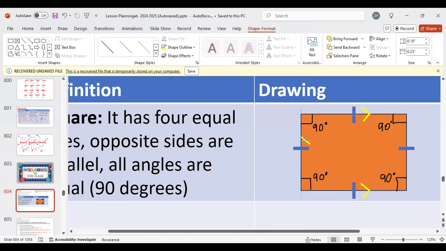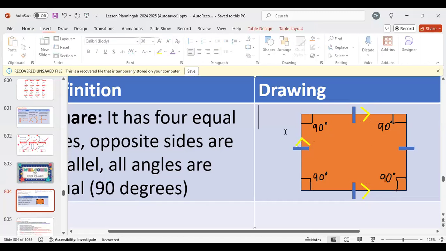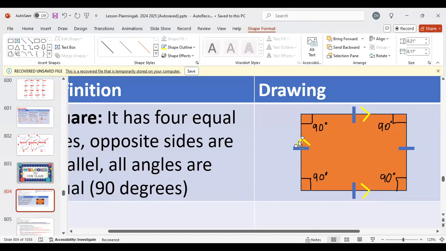Now, it's very important for us to note something when we're doing these parallel lines. Let me just show you. I'm going to draw it, and I want you to tell me what's wrong with my drawing so far.